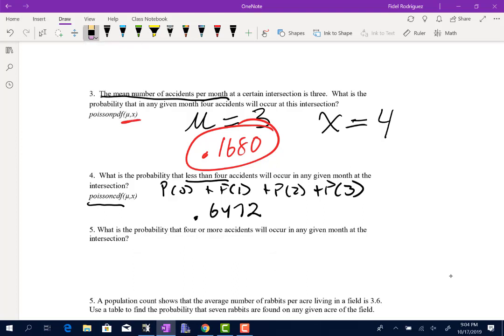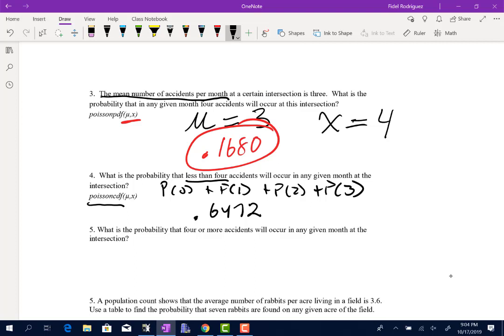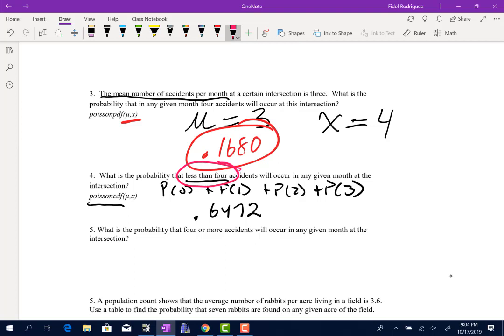But if the directions are saying we're looking for 4 or more accidents, right? We're looking for 4 or more accidents. If we found the probability that less than 4 occurred, could we then find the probability that 4 or more would? 1 minus, right? So guys, couldn't we do 1 minus the 0.6472, right? Because we already know the probability of less than 4, so now we want to find the probability of 4 or more, we're just going to take 1 minus that answer. What number do you come up with? Point something?